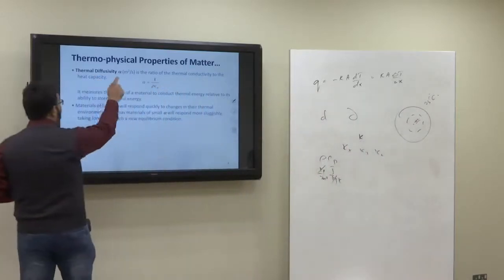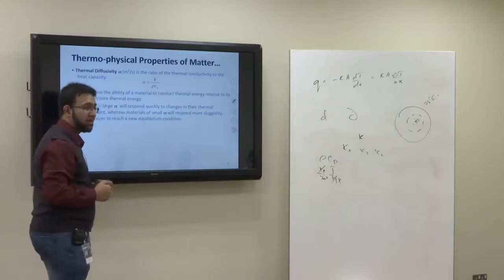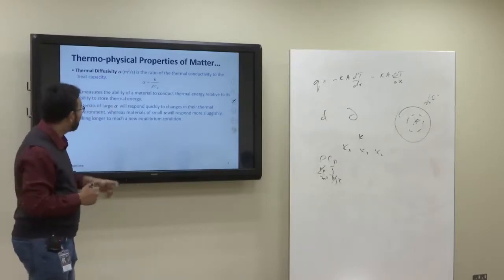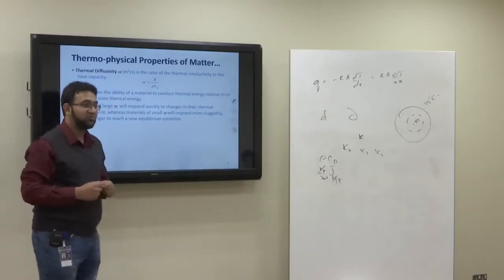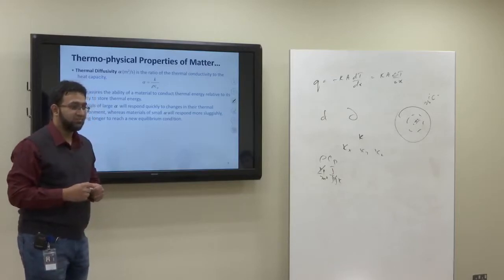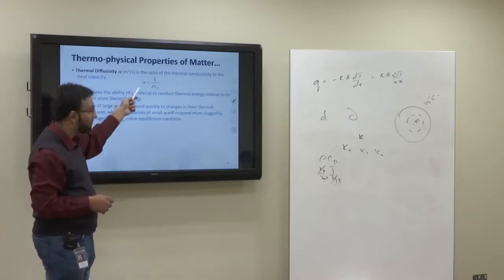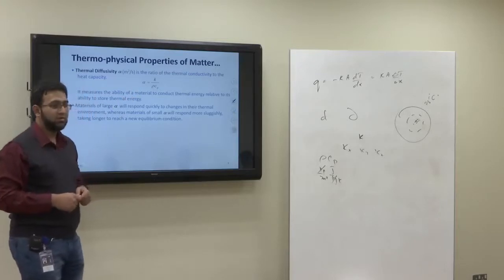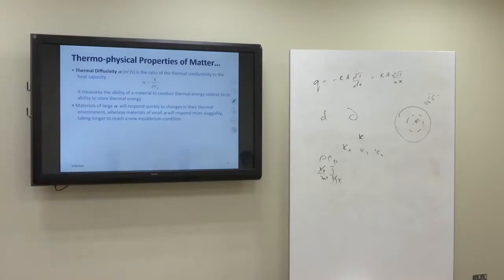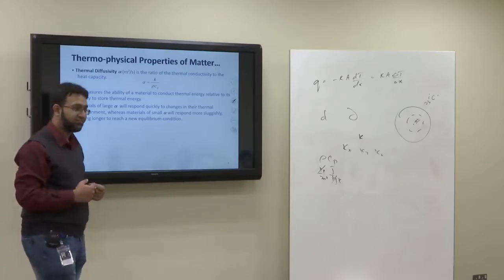Now thermal diffusivity, its unit is meter square per second. I can give you an exam question: kindly prove that the unit of alpha is meter square per second. You have the formula, K upon rho Cp. Substitute the values and you will get that its unit is meter square per second.